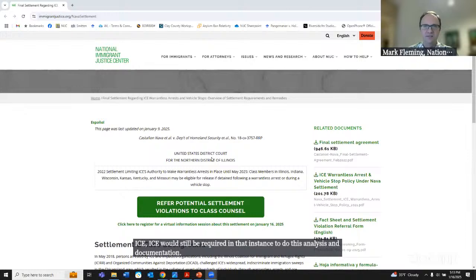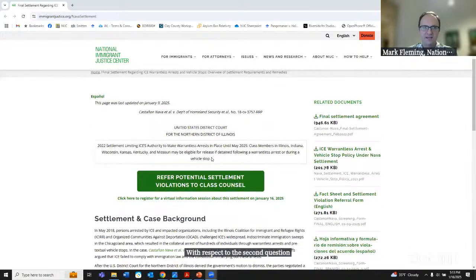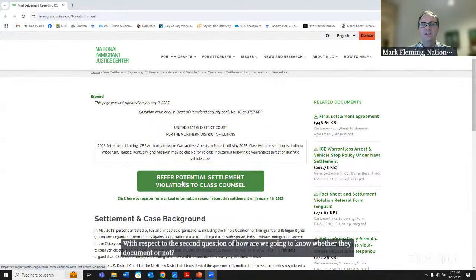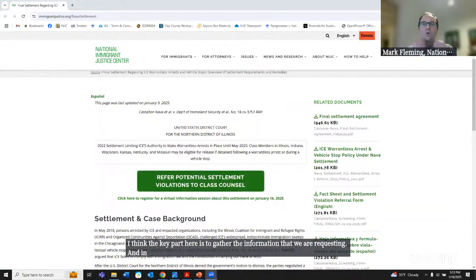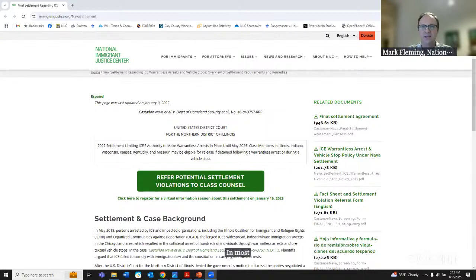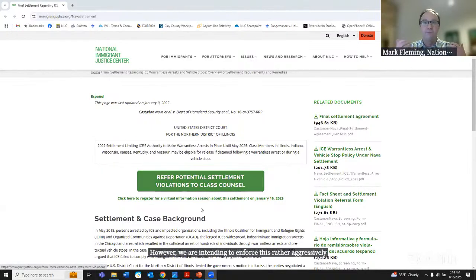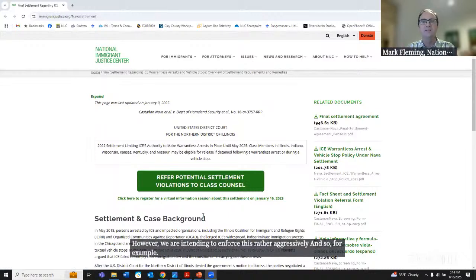With respect to the second question, of how we are going to know whether they document or not, I think the key part here is to gather the information that we are requesting, and in particular, things that we are going to be looking for on our end. You may not be able to know whether they've documented correctly. In most circumstances, it can be difficult to get the I-213. However, we are intending to enforce this rather aggressively. And so, for example, let's say somebody gets arrested in their home.